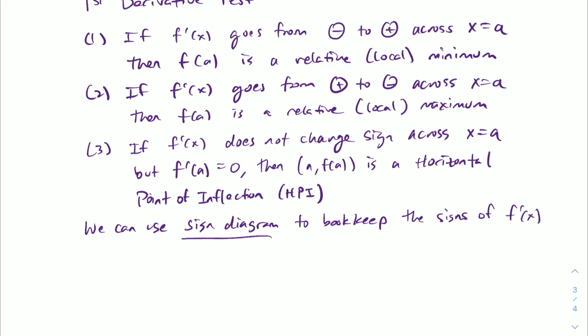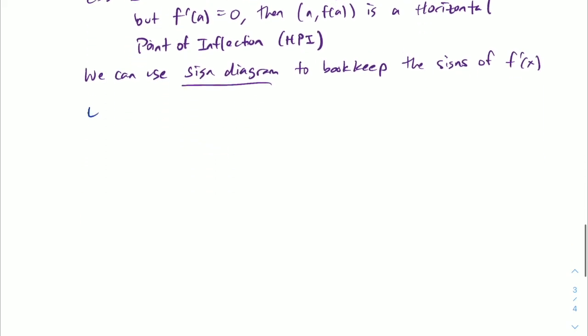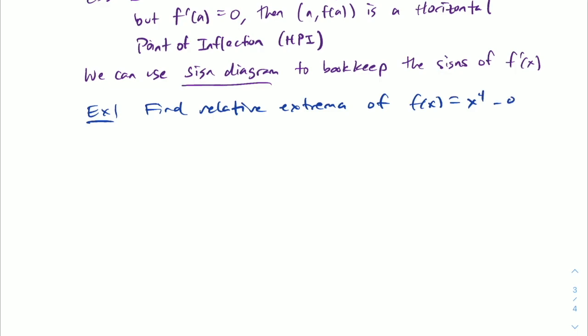Okay, let's do an example where we use the first derivative test. We'll call this example 1. So find the relative extrema of f of x equals x to the fourth minus 8x squared plus 4 using the first derivative test.